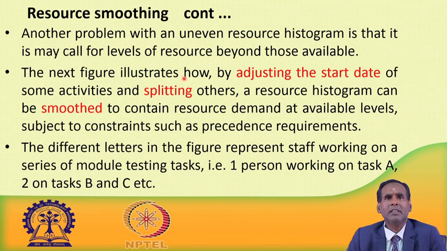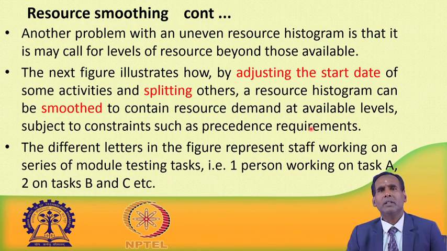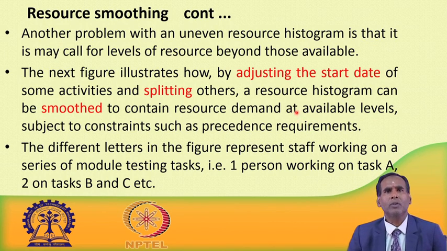The next figure shows how, by adjusting the start of some of the activities and splitting others, a resource histogram can be smoothened to contain resource demand at available levels, subject to constraints such as precedence requirements. So, the need now is to smoothen the histogram. The question is how to smoothen the histograms. The histograms can be smoothened by using two important methods.